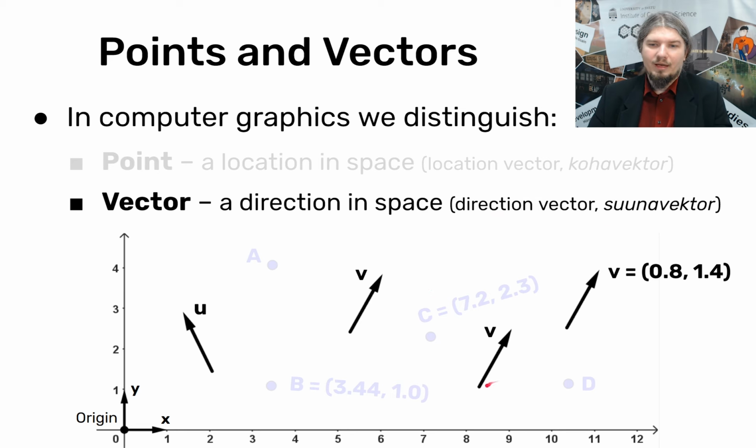So we can have this vector v, 0.8, 1.4, and if you think about this direction in this particular arrangement, it doesn't really have an origin. It's this direction vector, and it could be anywhere. So all these v's here are basically the same vector. But this u that is pointing in a different direction is not.